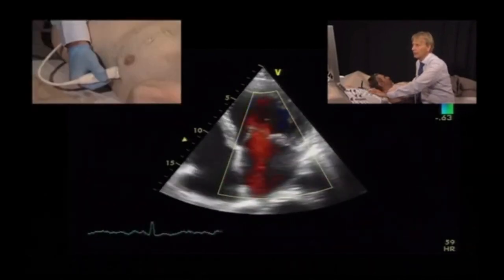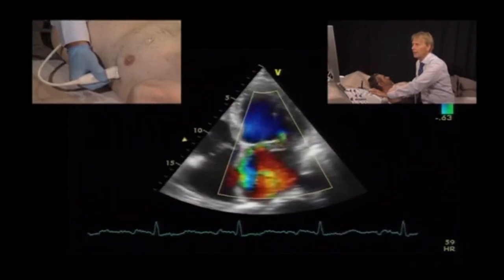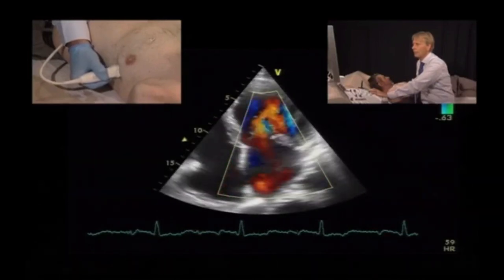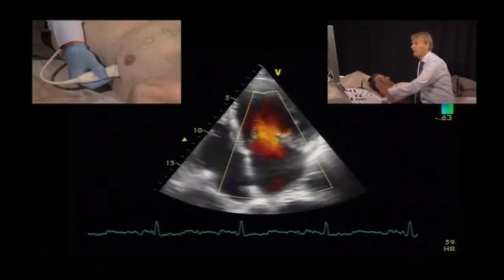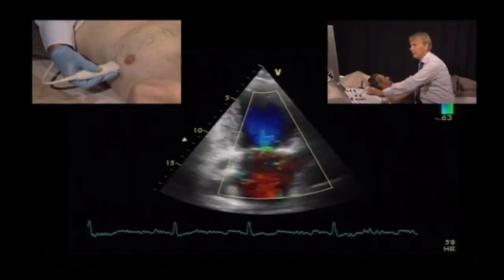If we just look at the jet volume or the jet area, we would probably underestimate the true severity. This is due to the quantification effect. So from this view, you would say it is approximately moderate to severe. But let's look at the other views.